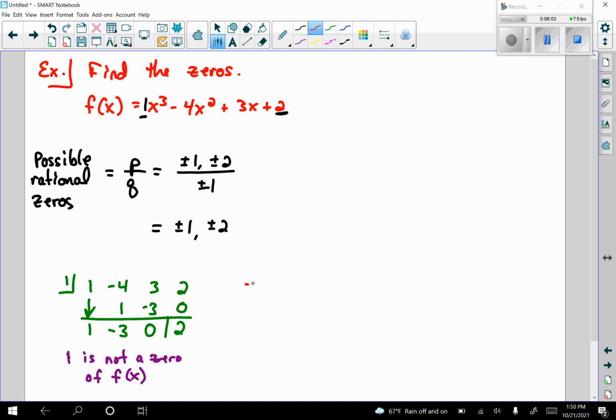All right, let's try -1. Again, we'll bring down the 1. -1 times 1 is -1. This will give us a -5. -1 times -5 is 5. 3 plus 5 is 8. -1 times 8 is -8. We get a -6. So -1 is not a 0 of f of x.